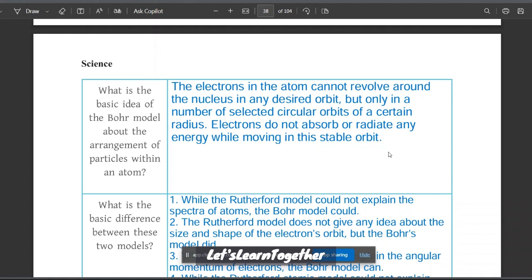The main thing is that those fixed orbits have a fixed energy level. That means the electrons which are in that specific orbit will not radiate or absorb any energy while moving around, while staying within that orbit, because its energy is already specified.